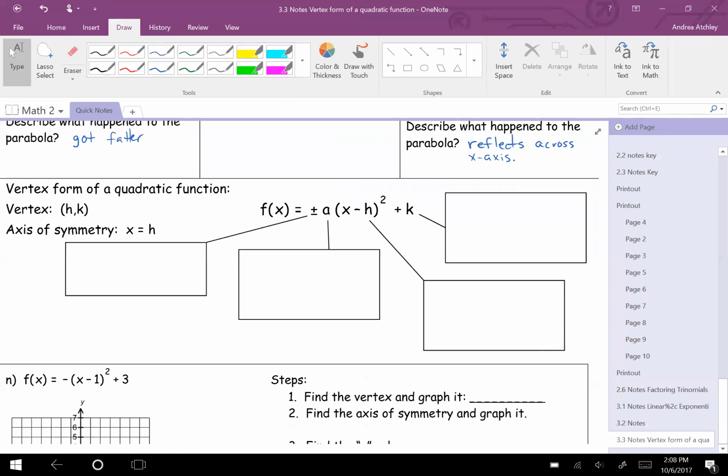Yes? Oh, it didn't copy on the back? Let's put that one out.